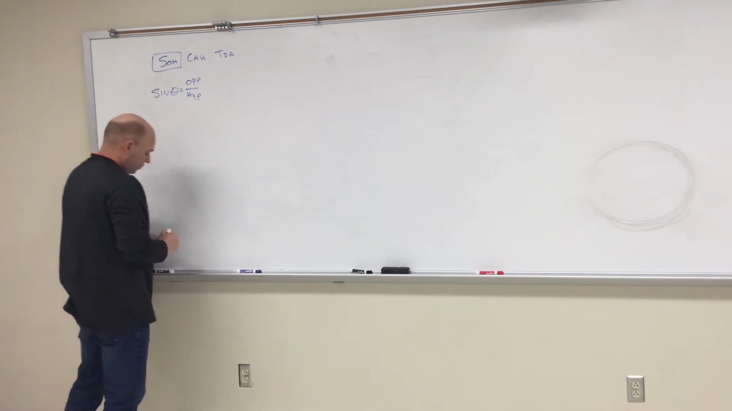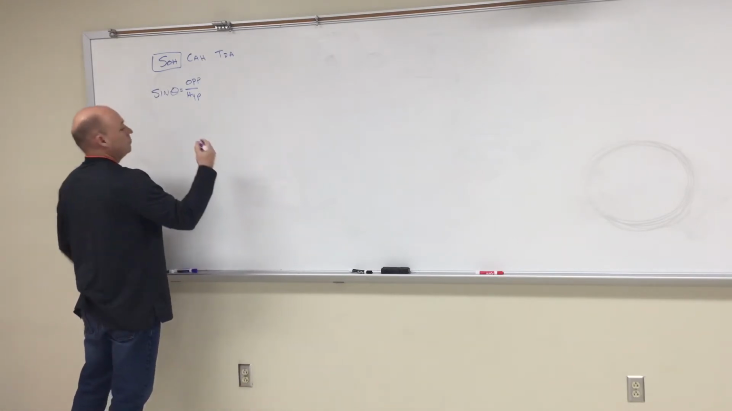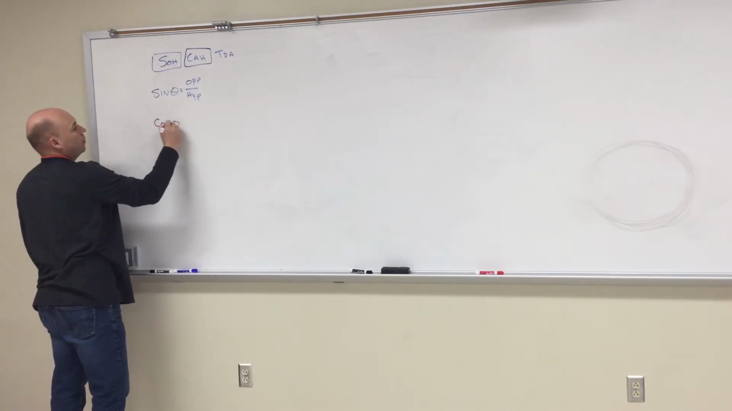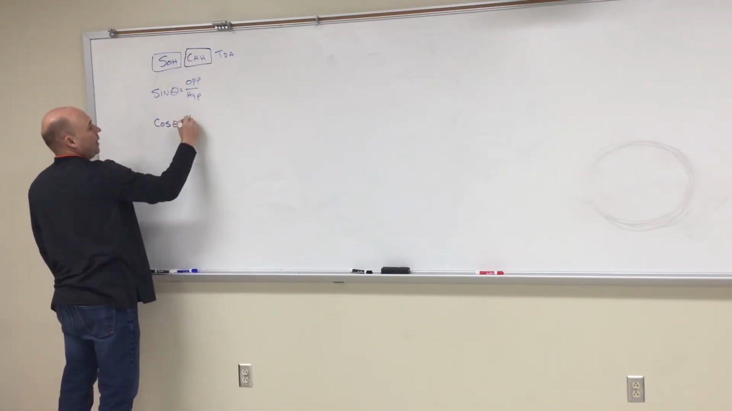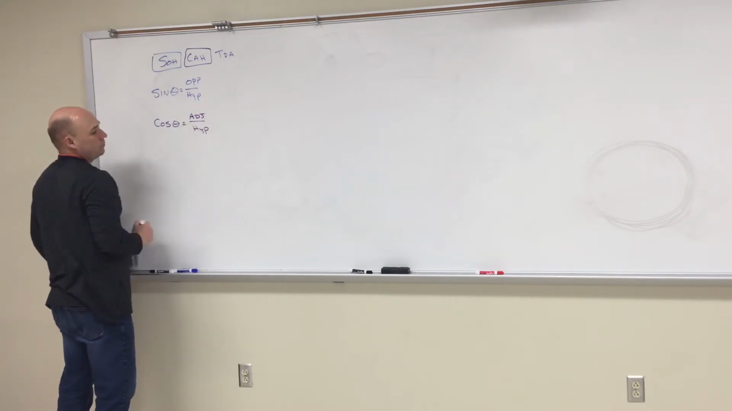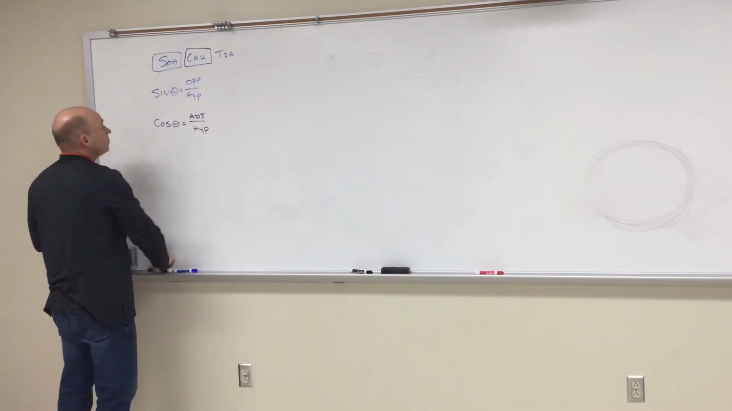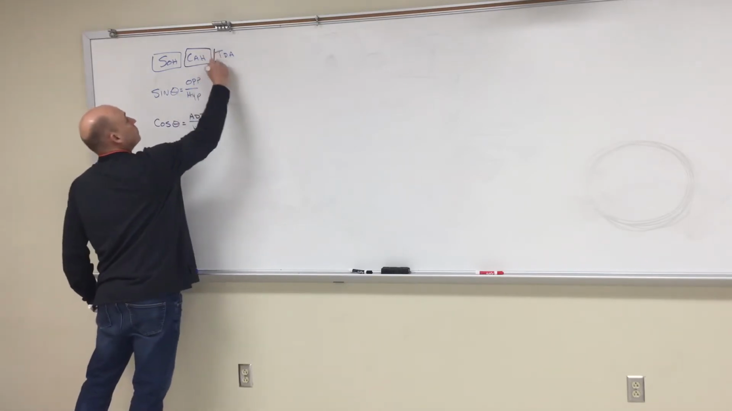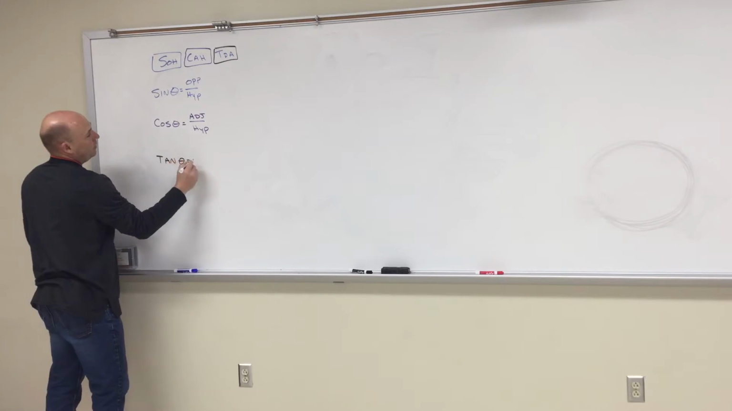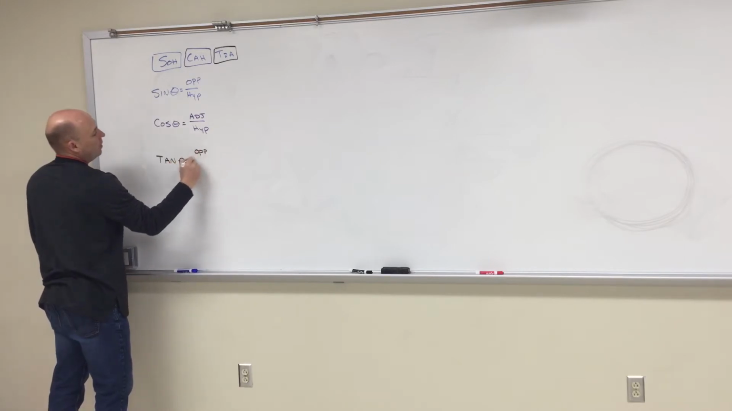Then the next one says CAH. So I have cosine of an angle measurement is equal to A, which is adjacent, over the hypotenuse. And then the last one, TOA, is tangent of an angle measurement is equal to the opposite side over the adjacent.